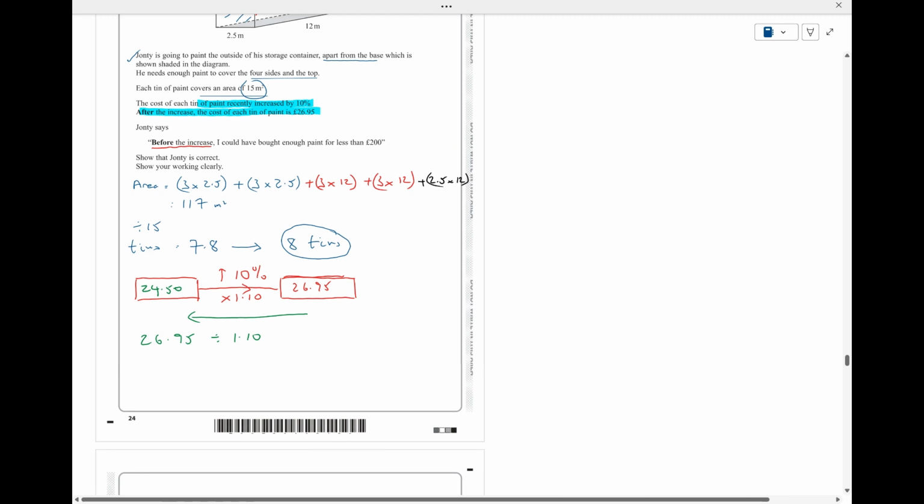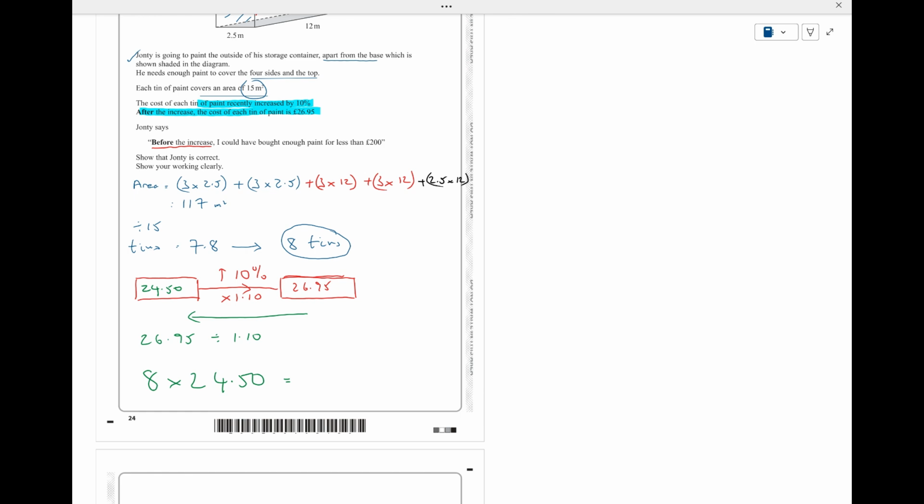8 tins. He would have to have bought, wouldn't he? 8 times £24.50. So before the increase, how much would he have needed? 8 times £24.50. He'd have needed £196, wouldn't he? Before the increase, I could have bought enough paint for less than £200. Yes, he could, couldn't he? Because it would have cost him £196. Show that Jonty is correct.